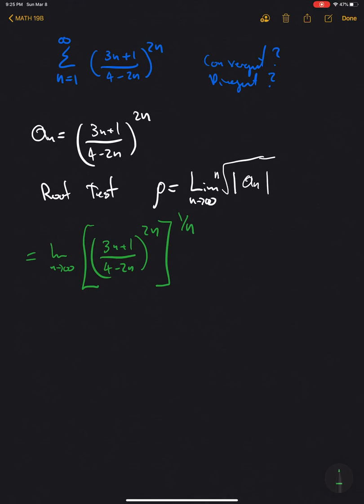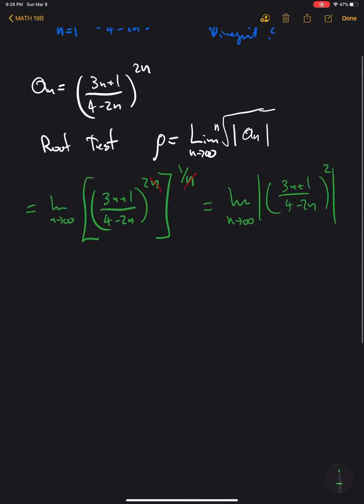Notice how I don't write down the absolute value bars here, because we only have positive terms. Since this expression has a square, we know for sure everything is going to be positive. Now we can simplify and cancel the n's. Since we have a power of 2n, that will cancel with the 1 over n. What we end up with is just the limit as n tends to infinity of (3n + 1)/(4 − 2n), and then I can throw in the absolute value bars, and I have the square. Notice how the n's cancel, so I end up just with the square.